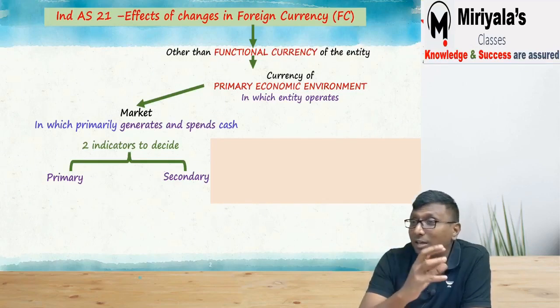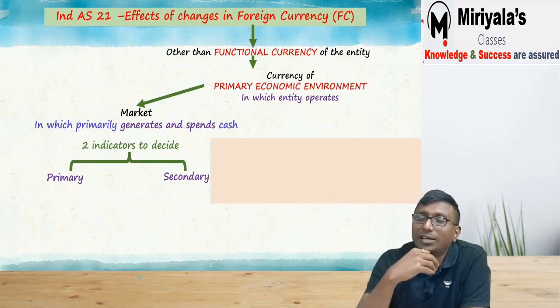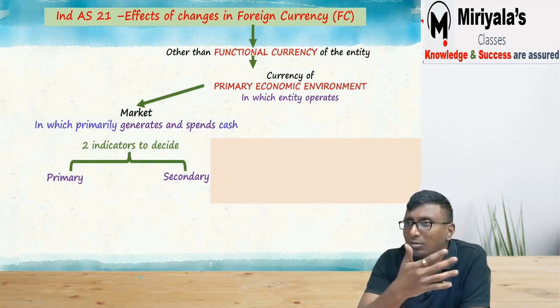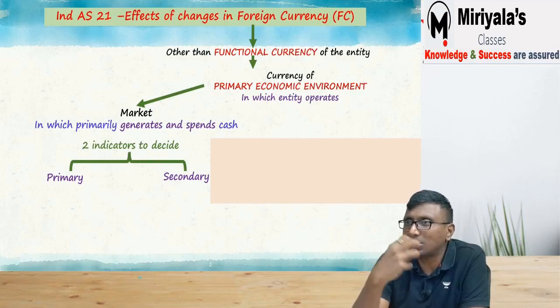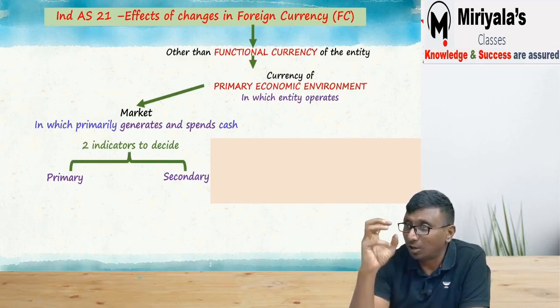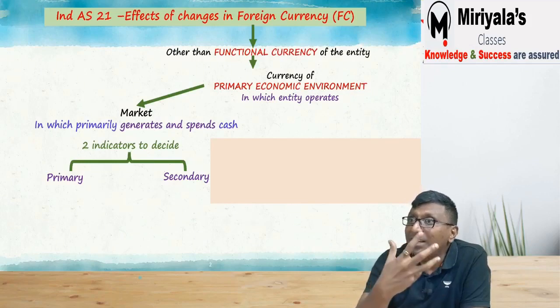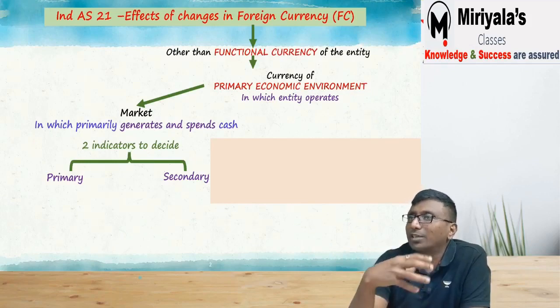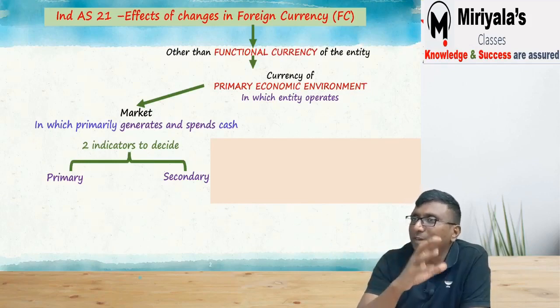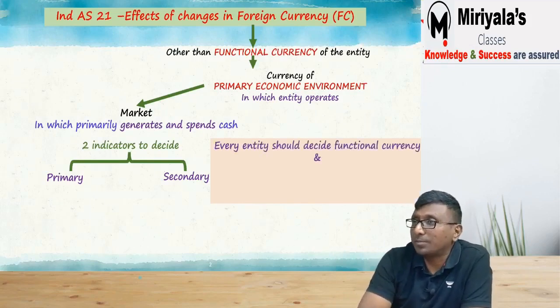Again, see the word indicator. These are indicators, not conditions. Indicator means signal, you know? It will indicate to us. These are not an exhaustive list, and they are not firm conditions. There is space for professional judgment. It indicates the features approximately, somewhere nearby. So the standard uses the word indicators, but not conditions.